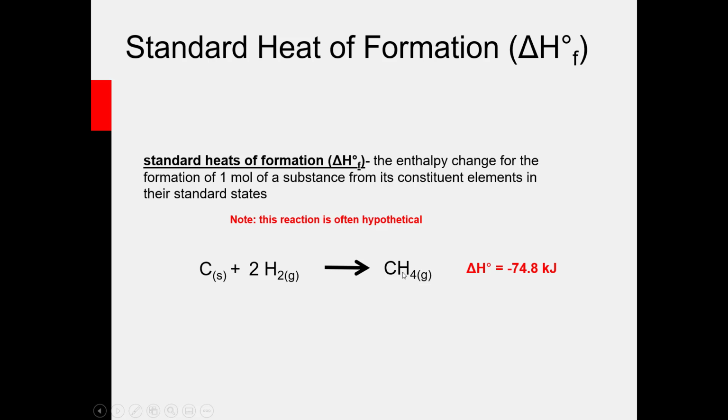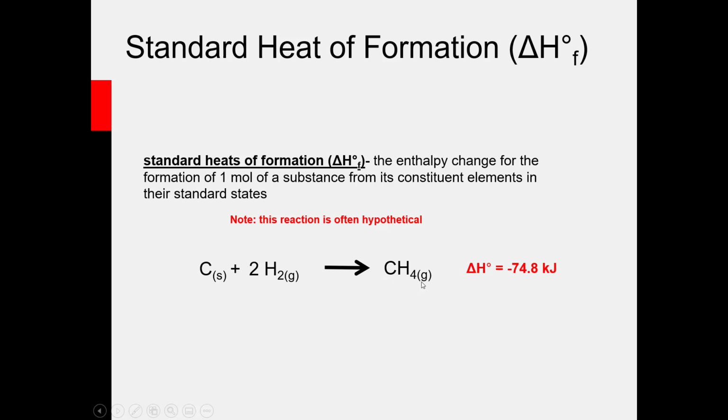I am going to write a chemical reaction in which I make the methane from solid carbon, the elemental form of carbon, and 2 moles of hydrogen gas, the elemental form of hydrogen. So the elemental form of carbon is simply solid carbon. The elemental form of hydrogen is a diatomic gas, H2. If I take 1 mole of this and I take 2 moles of that, I can make 1 mole of methane.